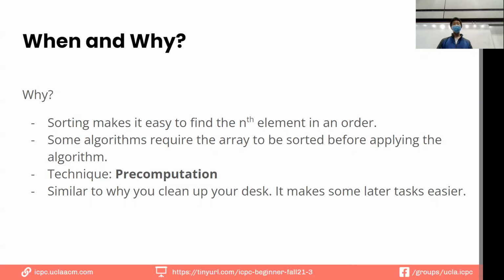Another reason is that some algorithms require you to pre-process the array, like sort the array before you use the algorithm. This brings up a really important technique in CS. It's called pre-computation. The idea is similar to why you would want to clean up your desk every once in a while. It doesn't necessarily directly help, but it makes some later tasks a lot easier.